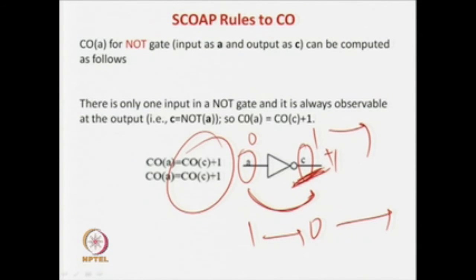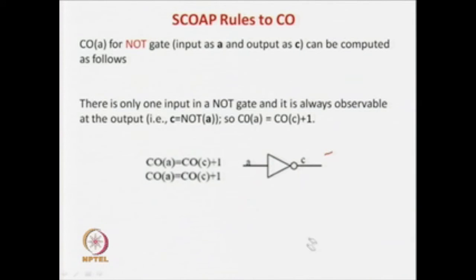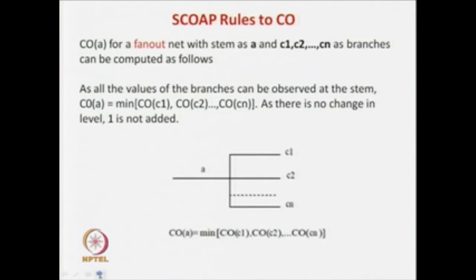So, there is nothing more. The combinational observability of A is CO of C plus 1, and the same rule is written over there. For both 0 and 1, the case is validated. Both cases means A equal to 0 and A equal to 1, the same phenomenon is observed. So, we have written it twice, but otherwise it is not required. So, you have to observe C if you want to observe A, plus 1 for the level shift. So, this is the simplest one.